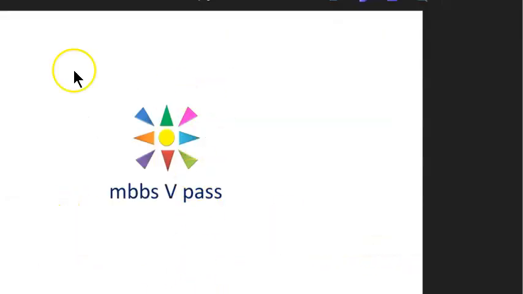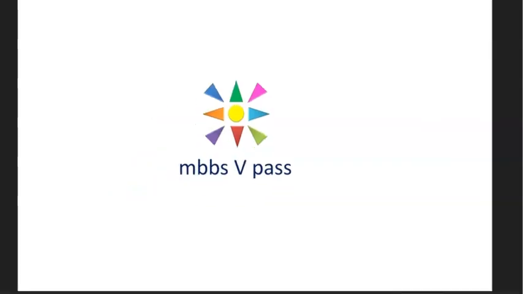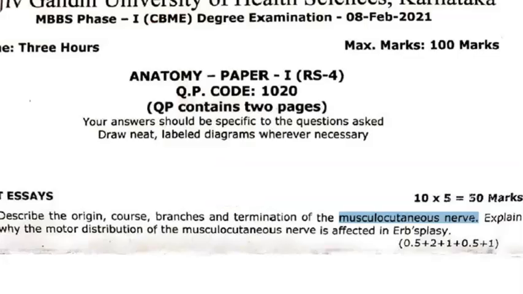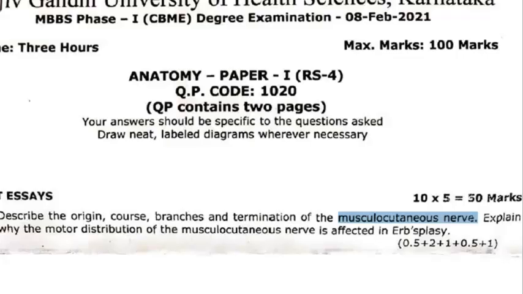Guys, focus on the marks also here. So neatly they have told you how much marks they will give. Very nicely, I'm seeing that for the origin they will give you half mark. For the course they'll give you 2 marks. For branches just 1 mark. For the termination they'll give you only half mark, and 1 mark for why the motor distribution of musculocutaneous nerve is affected in Erb's palsy. So for 5 marks, they're telling you what they will give for every half mark. A very interesting question. So let's get started with the origin.